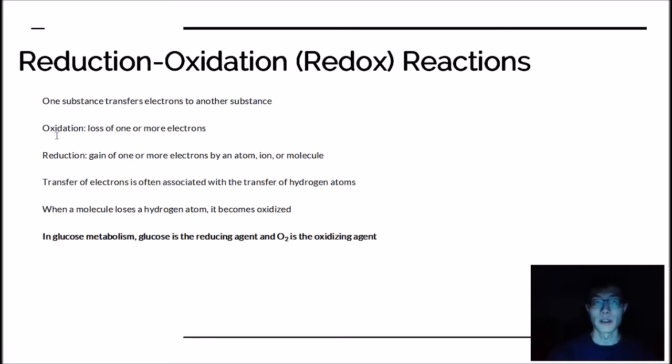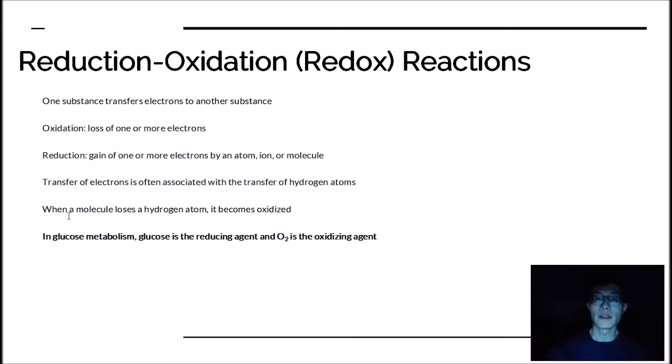Now, in terms of definitions, oxidation is the loss of one or more electrons, whereas reduction is the opposite: the gaining of one or more electrons. So that's something to keep in mind. Oxidation is loss, and reduction is gaining. We're looking again at the transfer of electrons, right? And this transfer of electrons is often associated with the transfer of a hydrogen atom as well. So hydrogen atom transfer is often correlated to redox reactions. When a molecule loses a hydrogen atom, it becomes oxidized. You lose a hydrogen atom, you lose electrons, it becomes oxidized.